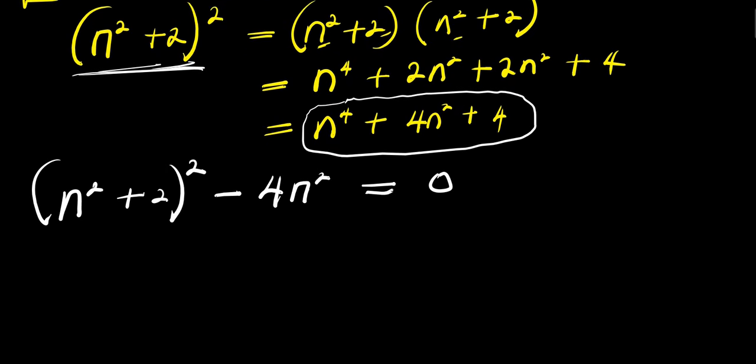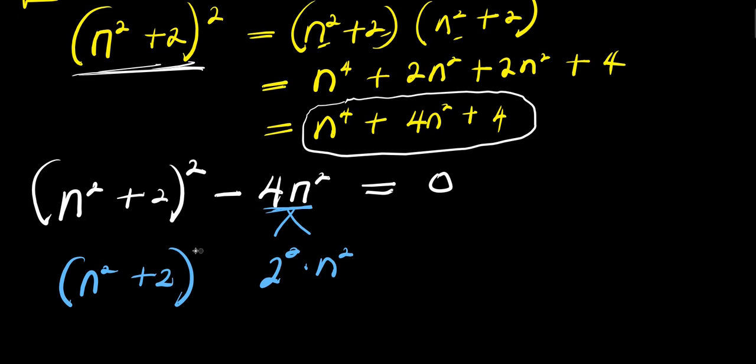Now, the next step will be for us to also express this and try and factorize it out. So for instance, this 4 here is a perfect square, so you can easily write it as 2 power 2 times n power 2. So 2 power 2 is 4, and n power 2 is what we have here. Have you seen that? So we still have our n squared plus 2 raised to the power of 2, and we have minus here, and this equals 0.